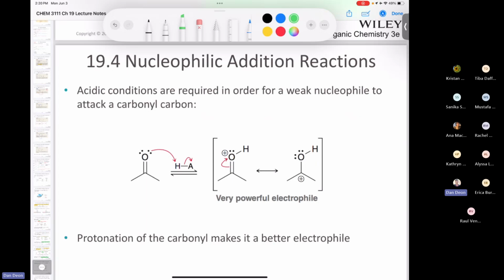Okay, a weak nucleophile is not just going to go ahead and react with a carbonyl. It's got to be protonated first because, again, like I said, this is a good electrophile. There's nothing wrong with it as an electrophile. But after you protonate it, then it becomes a very powerful electrophile. I mean, super reactive. You see the positive charge right on the carbon in this resonance structure right here. So what's our conclusion? Try to remember this as we go through these concepts today. The protonation of the carbonyl makes it a more powerful or a better electrophile.